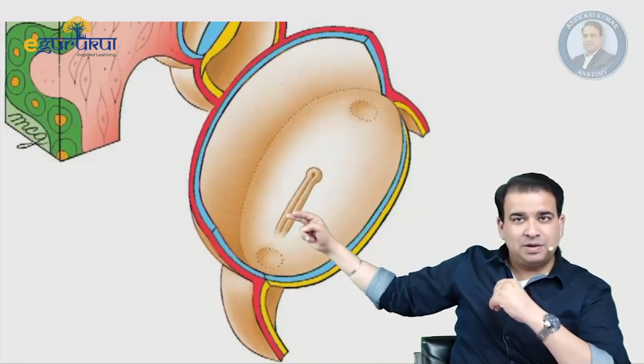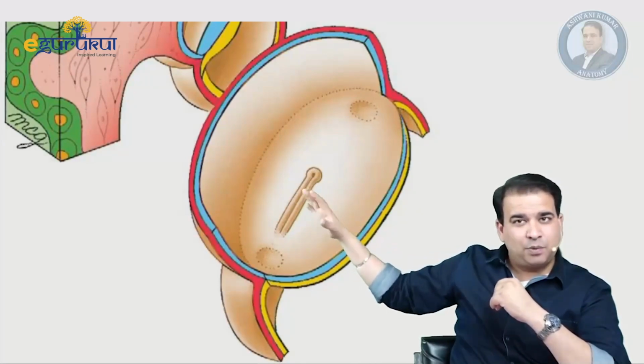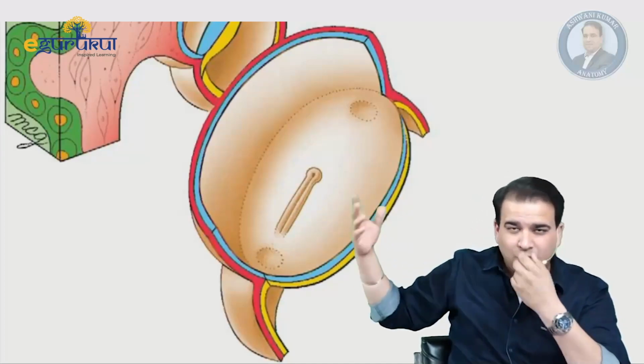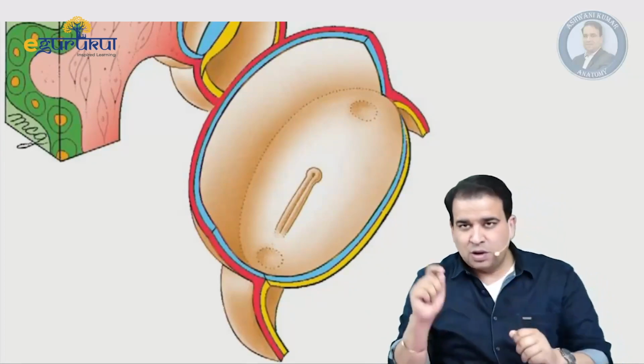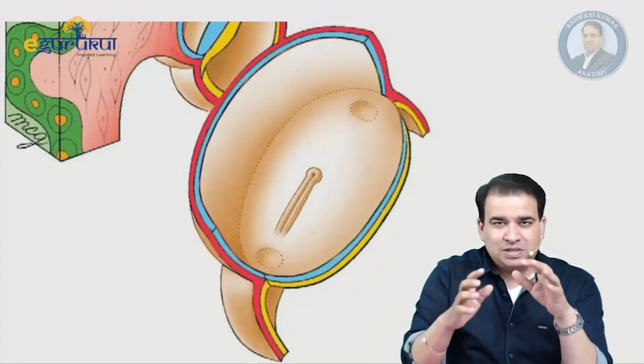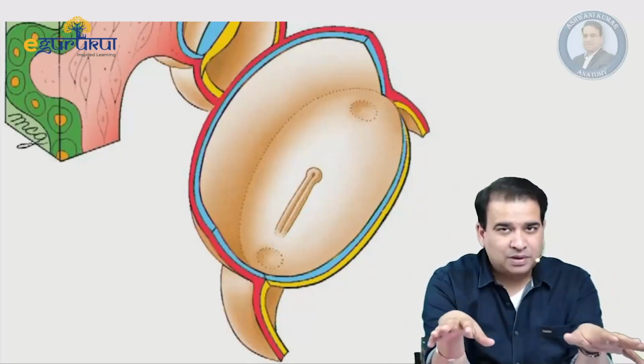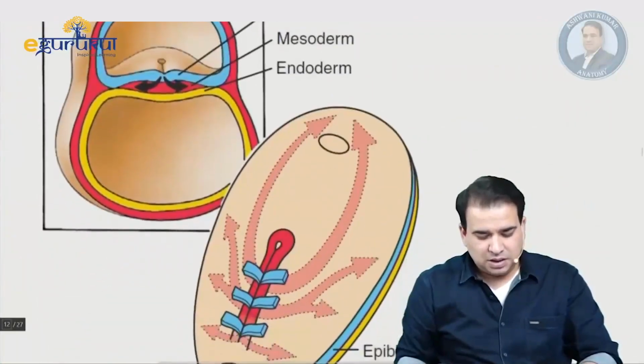Now what you see, this primitive streak, the cells of the primitive streak, they will proliferate and they will go down. That's what we said, and form the endoderm and then form the mesoderm also. So let me show you another picture in which you will see that endoderm is already formed and mesoderm is being formed. So this is an image which is a junction of the two.